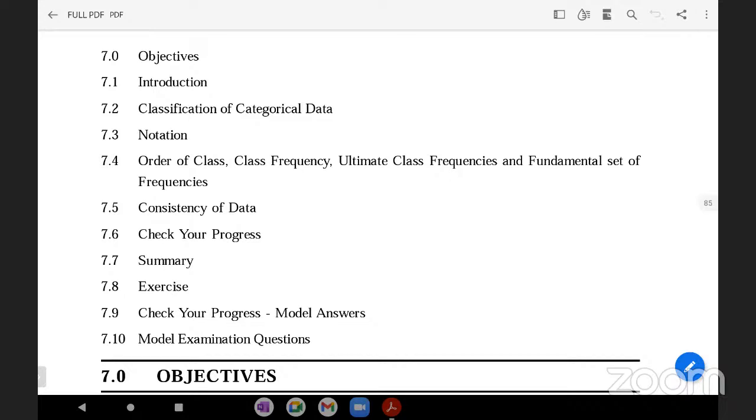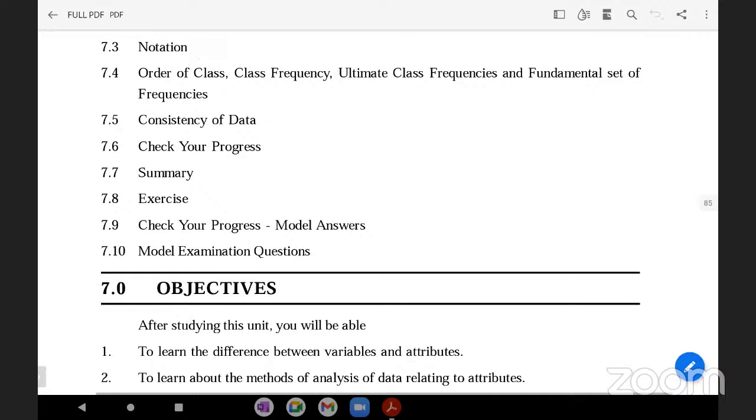Now order of the classes means which class interval I need. For example, there are 1 crore people, and I want to classify different kinds of people. From the classification point of view, we can divide them by the order of the classes. For example, one group of people is one category and another group of people is another category. This comes to the order of the classes. And then class frequencies.